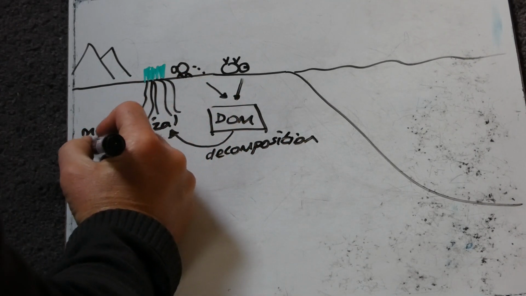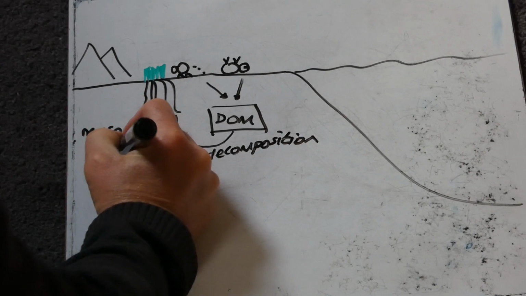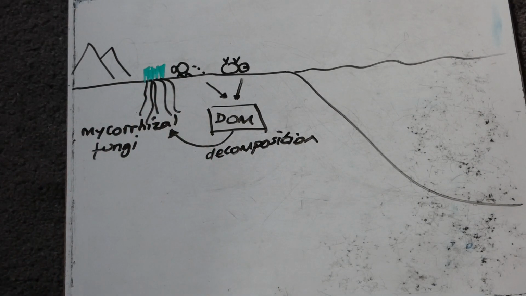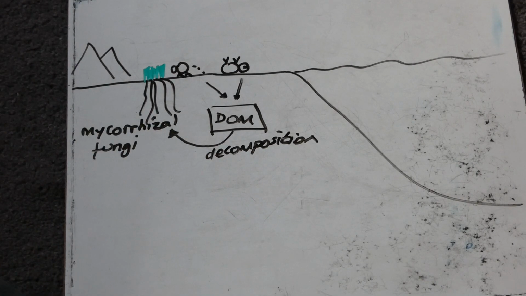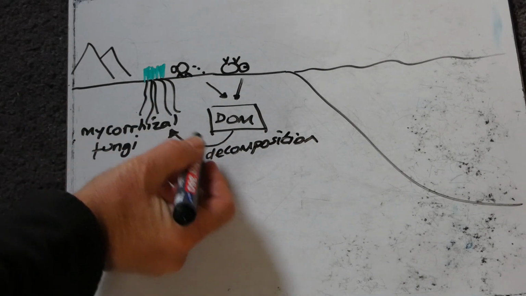M-Y-C-O-R-R-H-I-Z-A-L. So mycorrhizal fungi. So you can actually buy these in a garden centre, and it's like a white powder. You can put it on the roots of plants, and it helps plants develop a root network. So mycorrhizal fungi exist in the soil. Plants have a symbiotic relationship with them, and it helps the plant to establish a much larger root network. So those help plants take up and absorb phosphates.